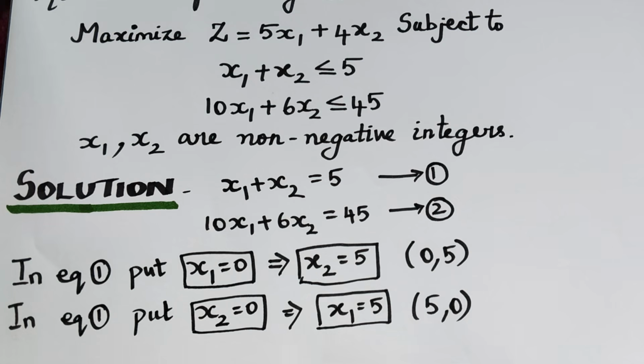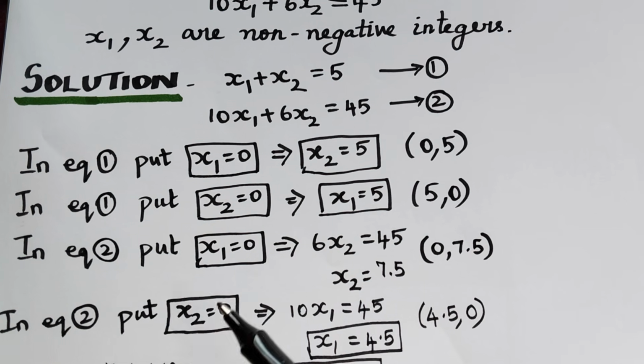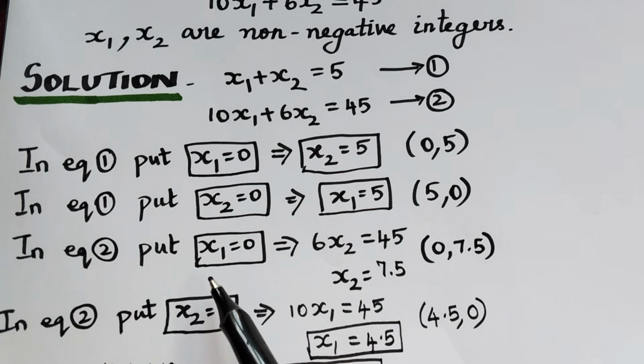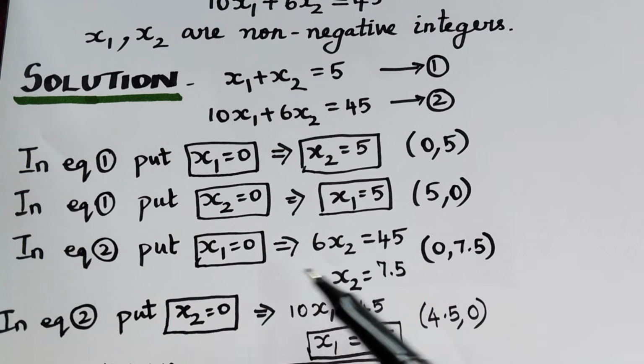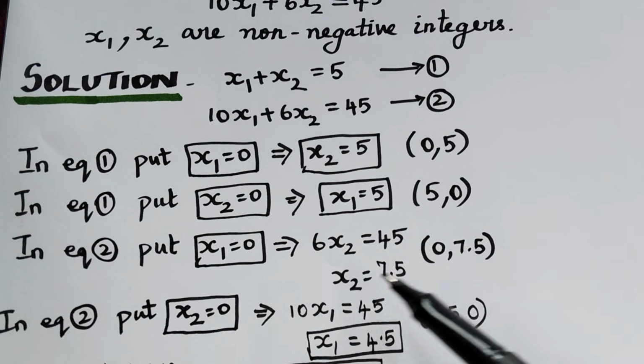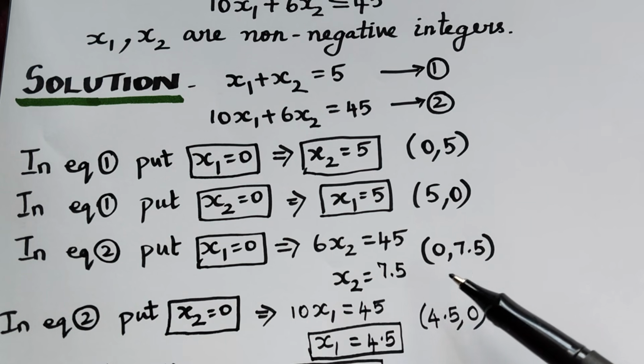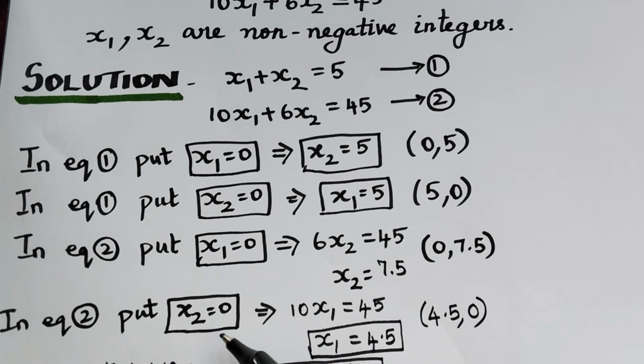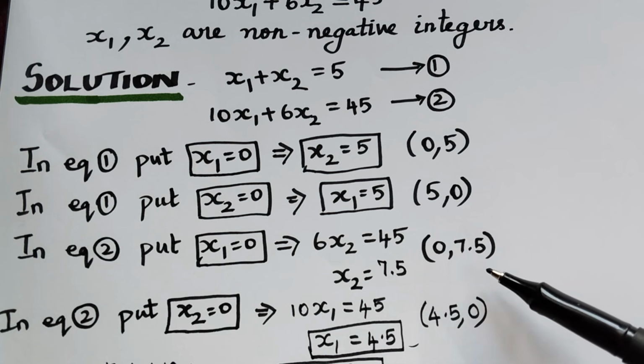So let us do that. Now here by putting x1 equal to 0 in the second constraint, we find at which point the constraint touches the x2 axis. And here by putting x2 equal to 0, we can find at which point the constraint touches the x1 axis, that is 4.5, 0, and this is 0.75.